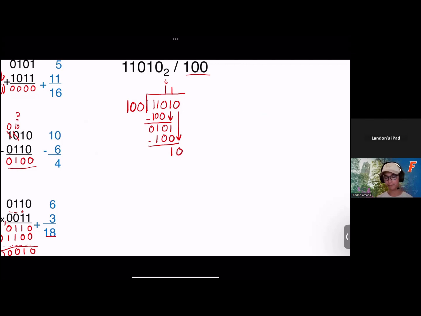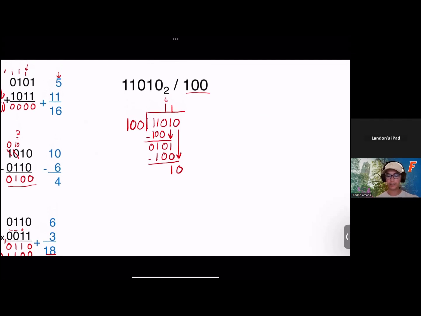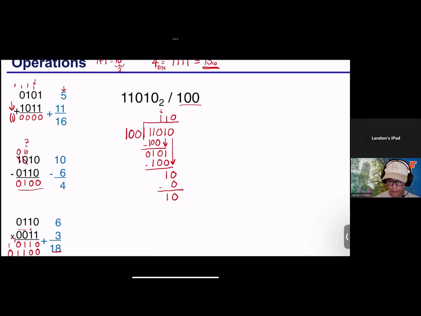And we find that 100, for the sake of clarity, can't go into 10. So it can actually go 0 times, and 0 times 100 is 0. Let's see, 10, and now we're out of places. So we'll do just like how we would do in long division. We can say that our answer will take whatever is on the top, 110, this is in base 2, with a remainder of 10 base 2.